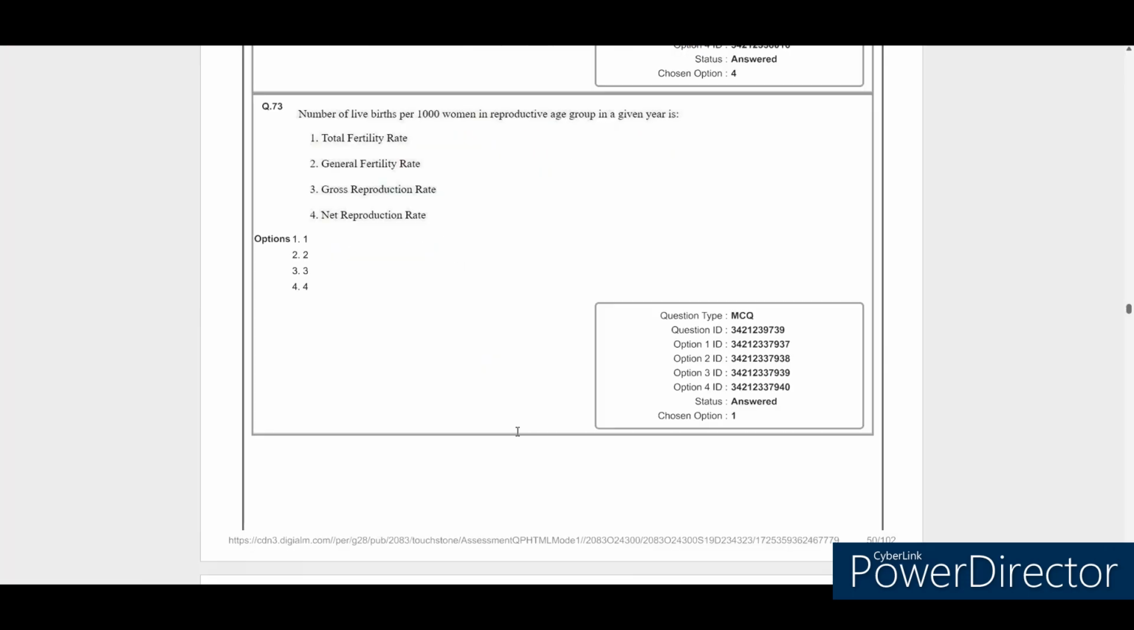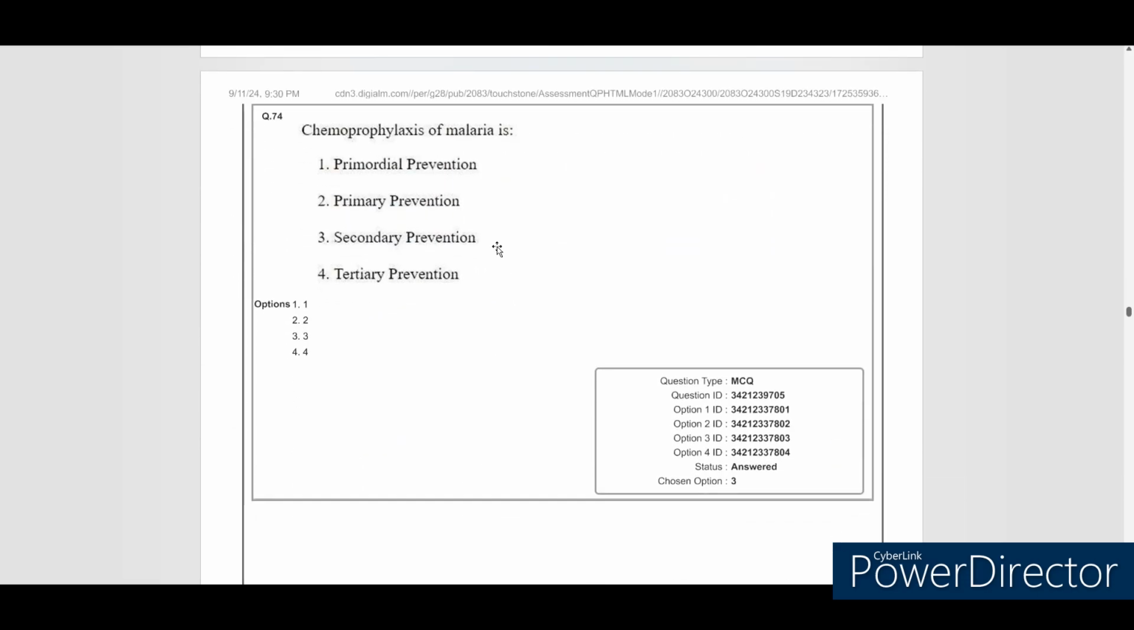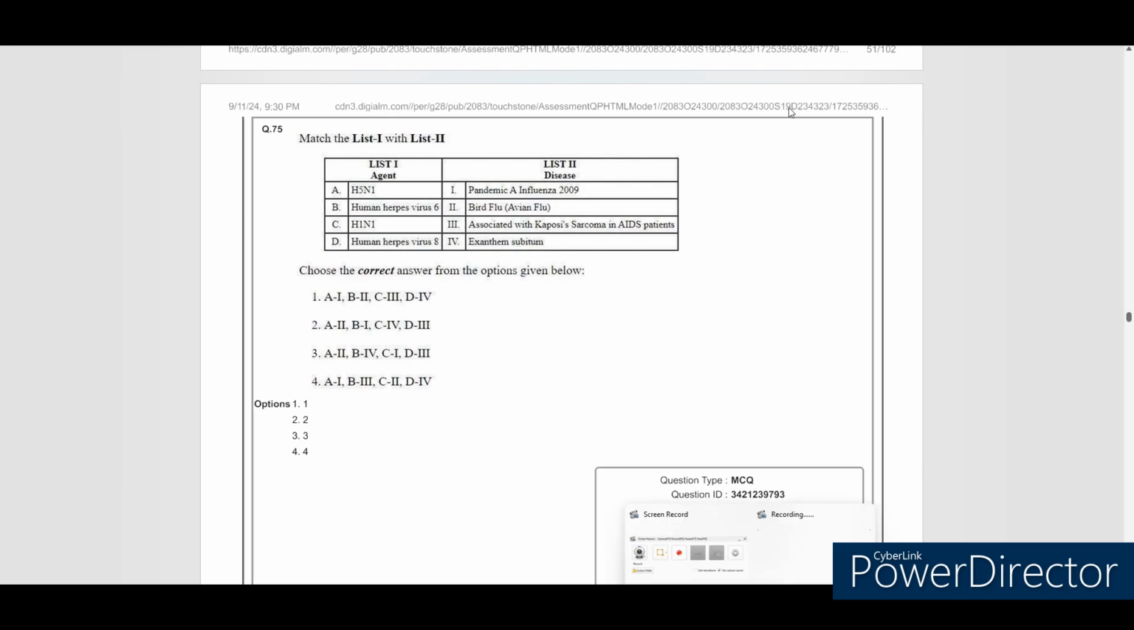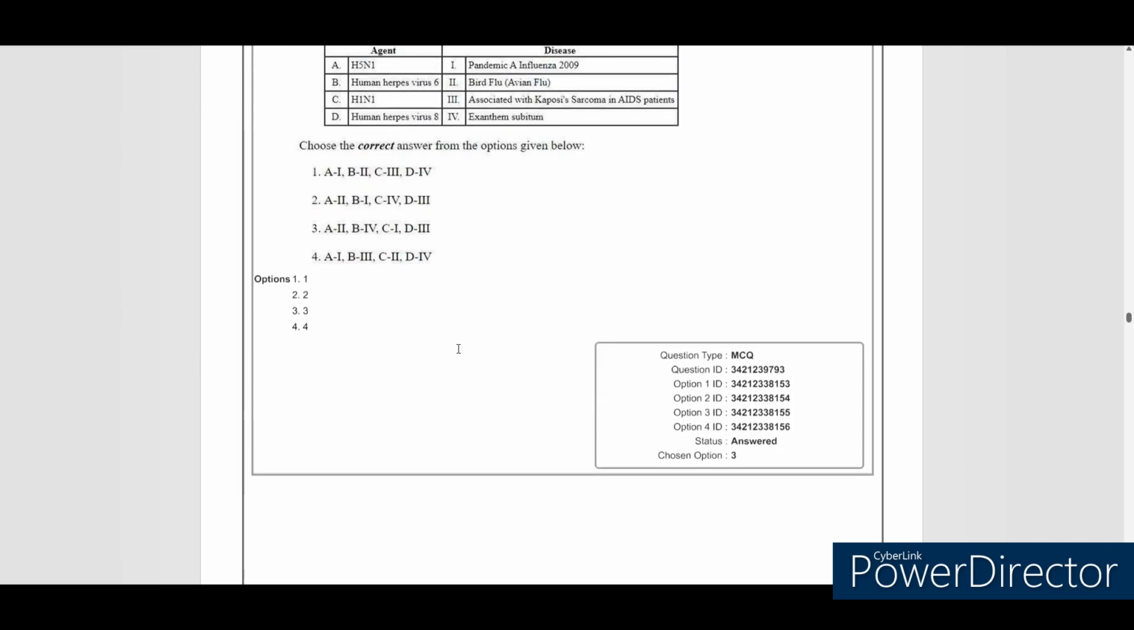Now coming to question number 74, it is also a very direct question. Chemoprophylaxis of malaria comes under primary prevention. Now coming to question number 75, it is also very easy because we all know that H1N1 caused the disease pandemic A influenza, right? So option C should be 1. There is only one option where you can see C and 1 together. So the correct answer is option 3.